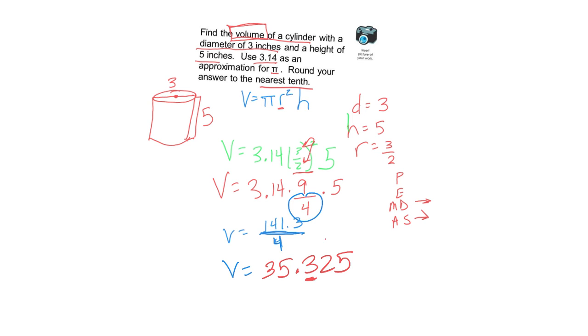That's my tenths place, so I need to look at that one. So my volume is approximately 35.3. My units are inches, and because it's volume, I have to cube them. So my answer is 35 3/10 cubic inches. So hopefully you paid attention to how I want it written and how I want the answer.